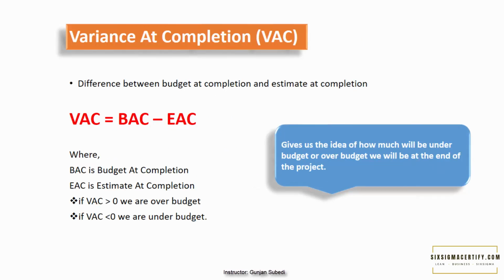The last formula is the variance at completion or VAC. It is the difference between budget at completion and estimate at completion and gives us the idea of how much will be under budget or over budget when we reach the end of the project. So variance at completion is the difference between BAC and EAC. If VAC is greater than 0, we are under budget. And if VAC is less than 0, we are over budget.